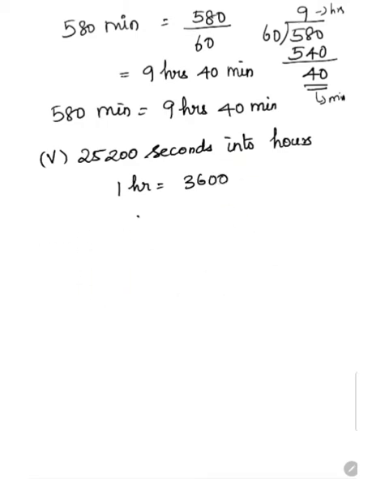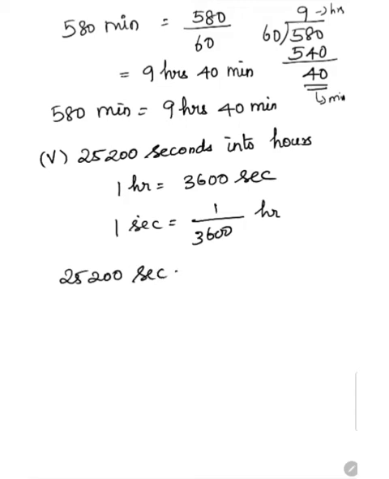1 hour is equal to 3600 seconds. So 1 second is equal to 1 by 3600 hours. So 25,200 seconds is equal to 25,200 divided by 3600. You can directly cancel the 0 and 0. So 252 by 36.